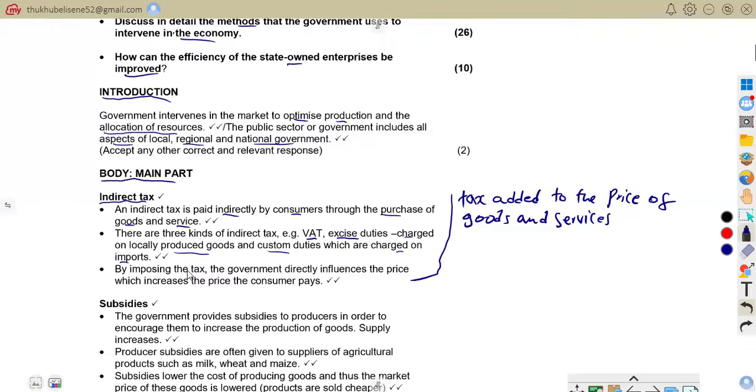So by imposing the tax, the government directly influences the price, which increases the price the consumer pays. That is what we have said. This tax is added to the price of goods and services so as to increase the price, to reduce consumption or raise government revenue. What is important is that it increases the price to reduce consumption or raise what? Government revenues. So let us move on.